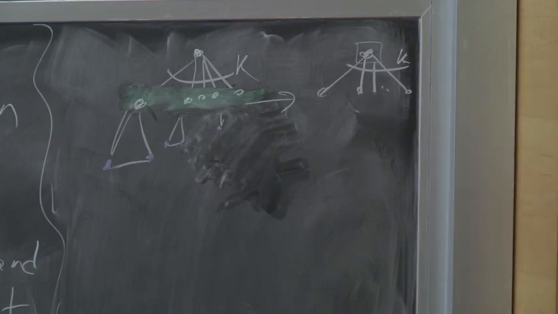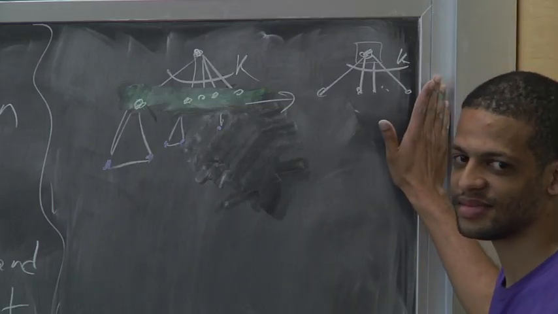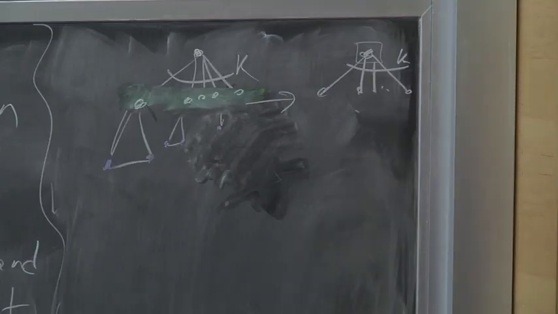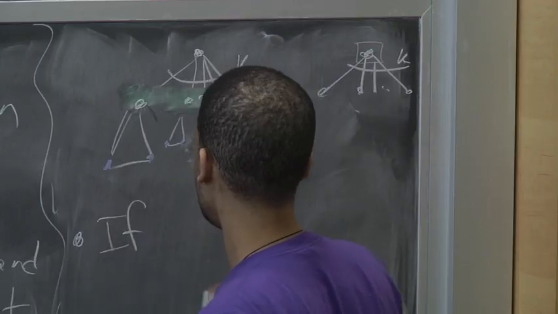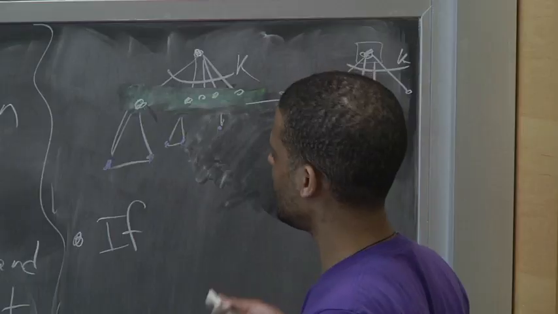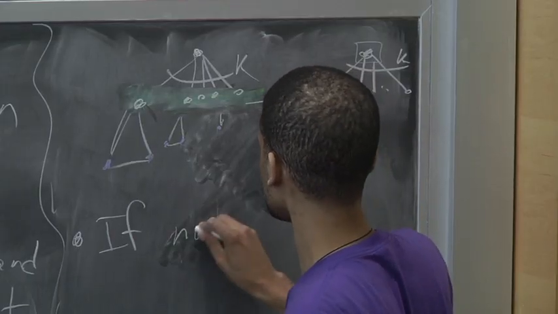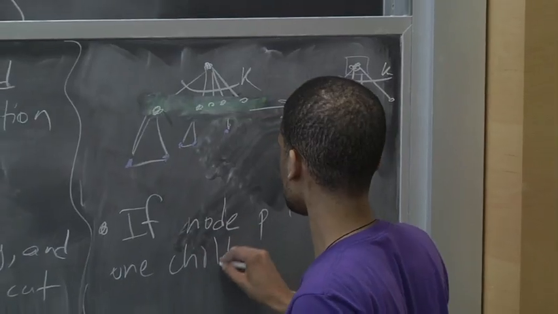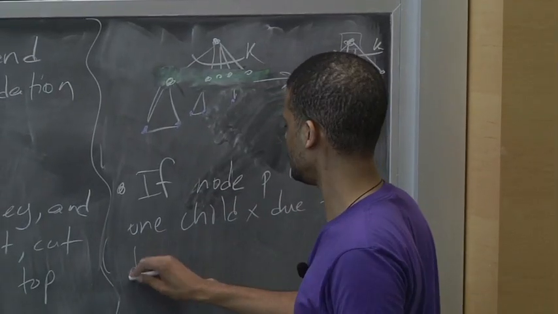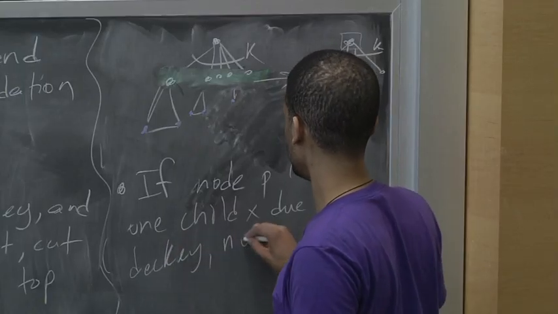Okay? And so really what's happening is this guy, he's rank k and he thinks his tree is big, but little does he know that he's losing all of his descendants. So we need to somehow convey to this guy that he's losing his children, or his descendants anyway. So here is the one extra thing that Fibonacci heaps do: if node P loses one child x due to decrease key, no problem.